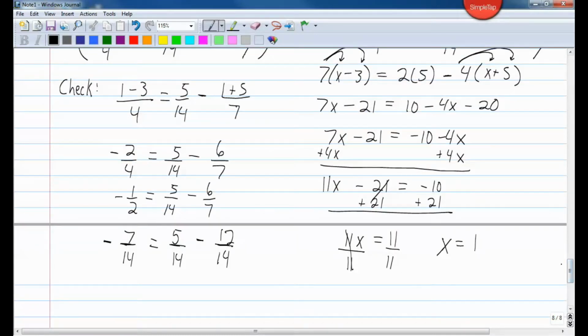Alright? And so when I work out this right side here, now I have negative 7/14 equals negative 7/14, or negative 1/2 equals negative 1/2. I really didn't have to change this 1/2 back, but I did so that we would have the same denominator. So as long as I have the same thing on both sides, that means that I got the problem right. So the answer is x equals 1.